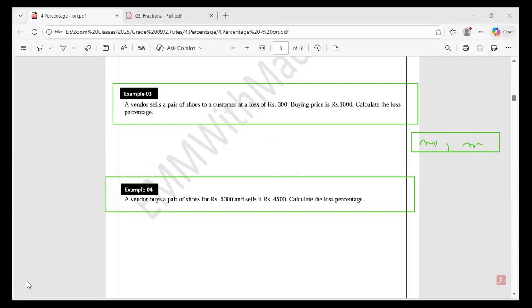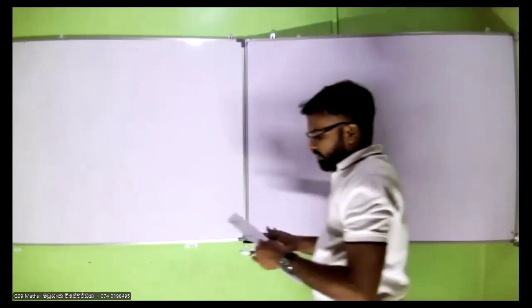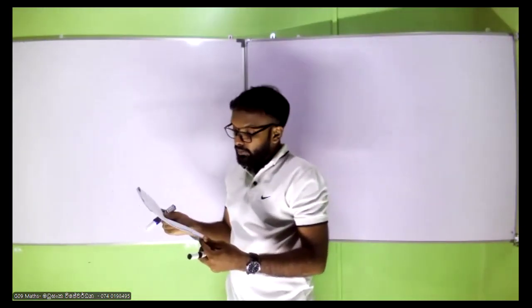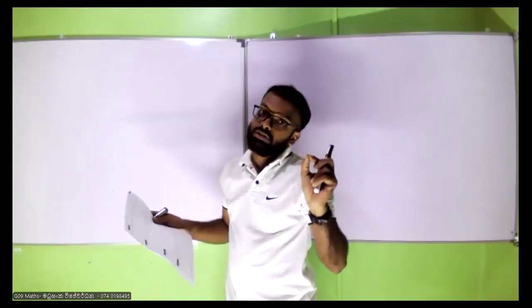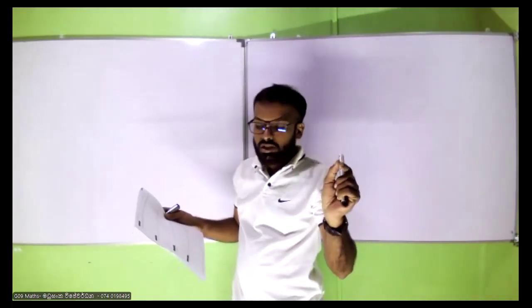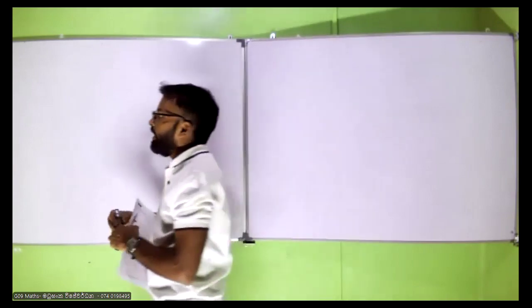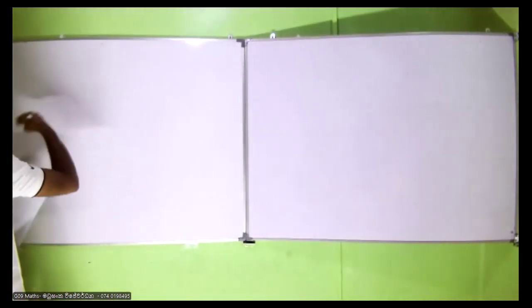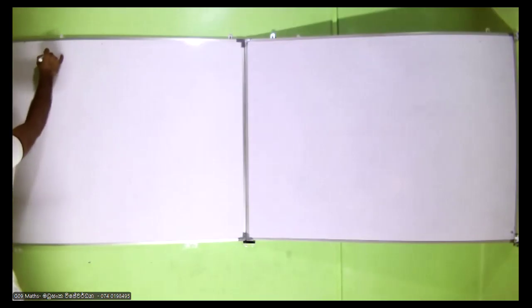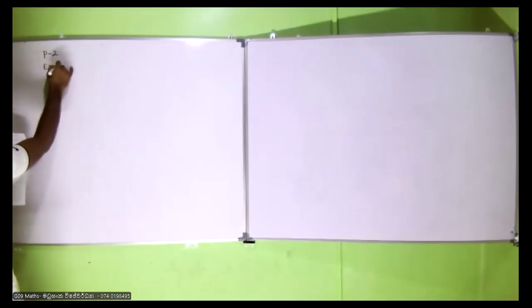Right, now I am going to discuss. Now focus on the board. Stop writing. So this one, example number 3 and example number 4. There is a loss, so you have to find the loss percentage. I will read example number 3, page number 2.